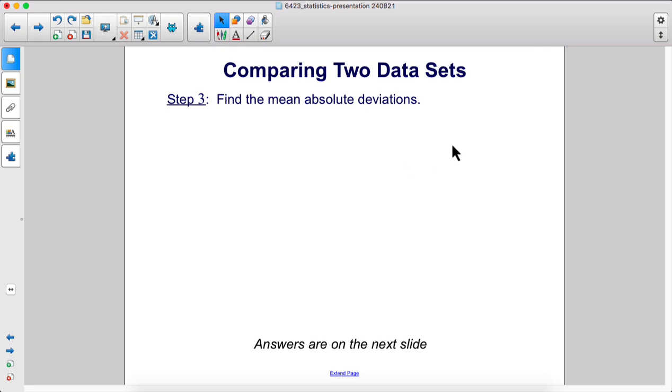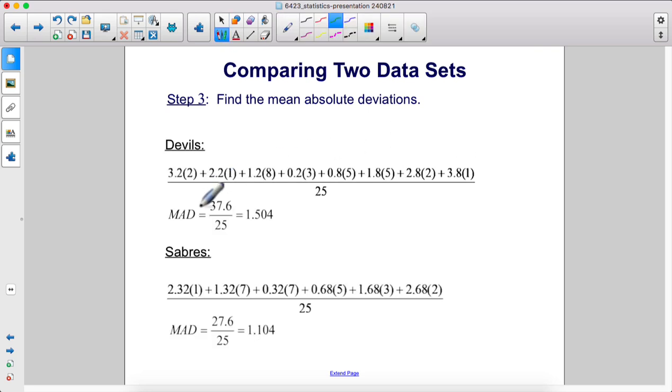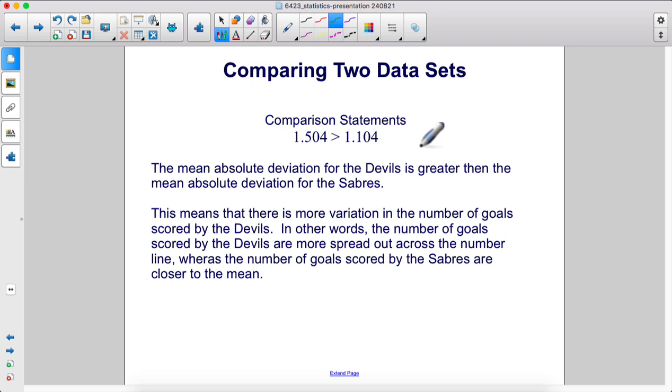Step 3. Find the mean absolute deviations. Alright, so we're going to average together all of the absolute deviations to find the mean absolute deviation. For the Devils, it's 1.504. For the Sabres, it's 1.104. 1.504 is greater than 1.104. The mean absolute deviation for the Devils is greater than the mean absolute deviation for the Sabres. This means that there's more variation in the number of goals scored by the Devils. In other words, the number of goals scored by the Devils are more spread out across the number line, whereas the number of goals scored by the Sabres are closer to the mean.